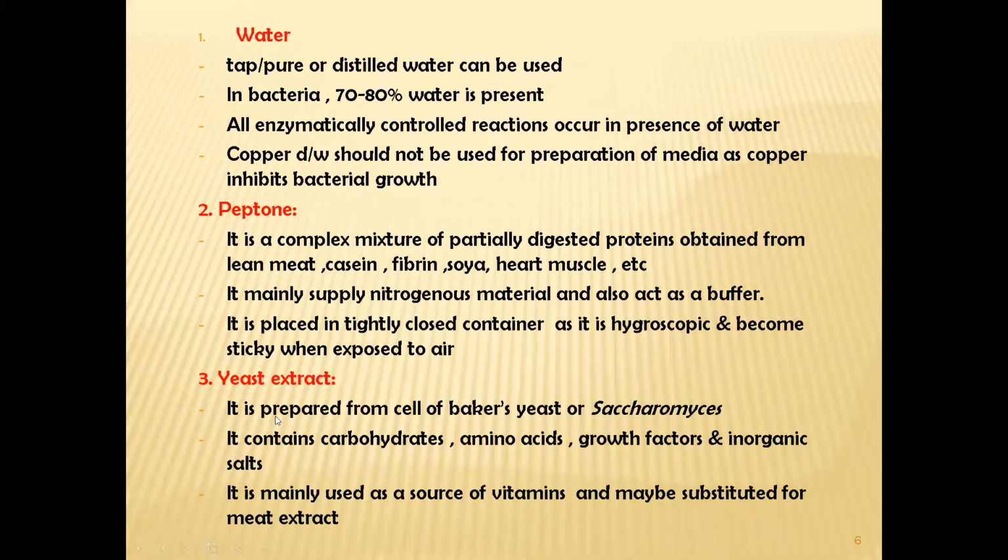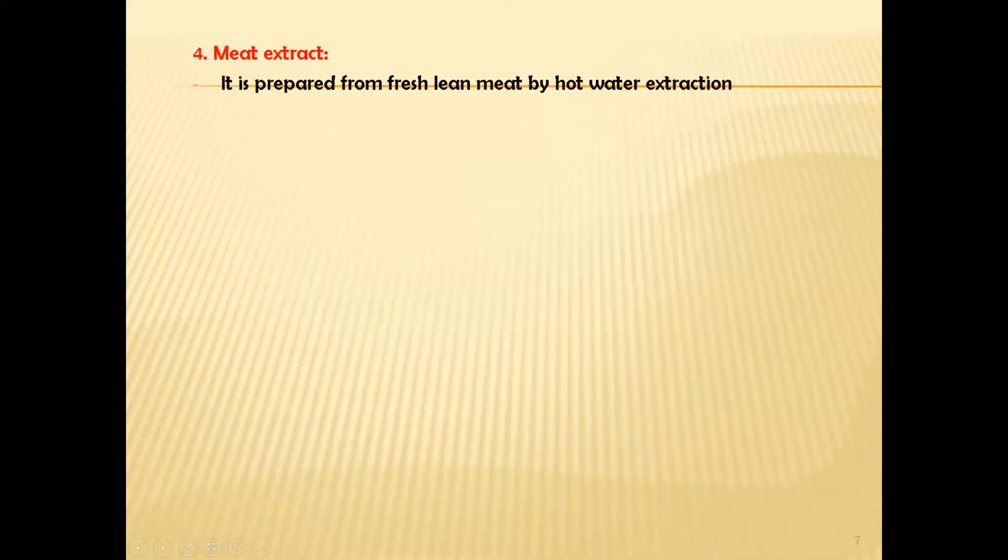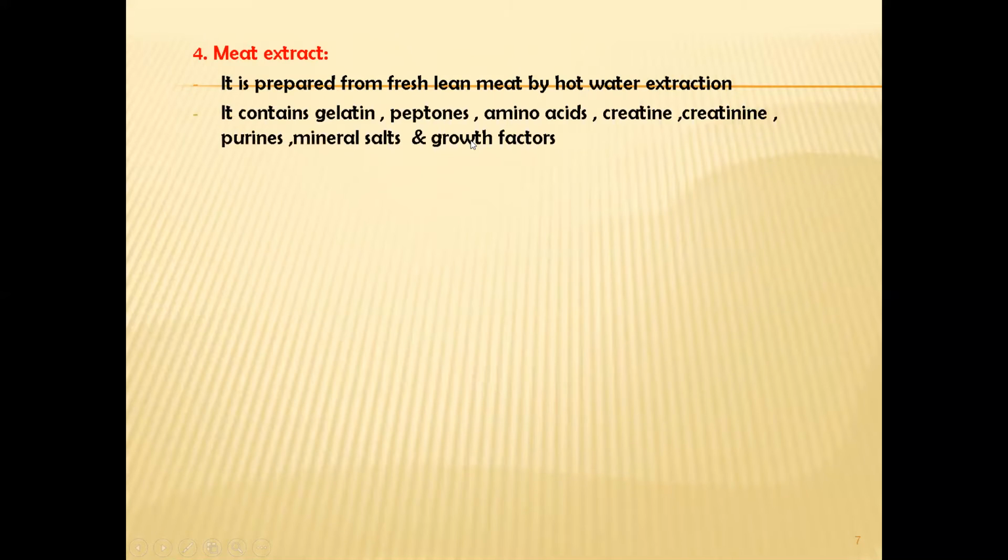exposed to air. Then comes the next one, the yeast extract, which is prepared from baker's yeast. It contains carbohydrates, amino acids, and other growth factors which are required for growth. It also acts as a source of vitamins, and it can be substituted in case of the meat extract. Meat extract is prepared from fresh lean meat by hot water extraction, and it contains gelatin, peptones, amino acids, creatinine, mineral salts, and growth factors.